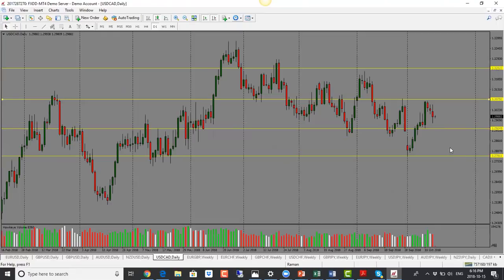1.2920 will be the first target to the downside, and then we're looking for 1.2880. So bias is bearish for dollar CAD.